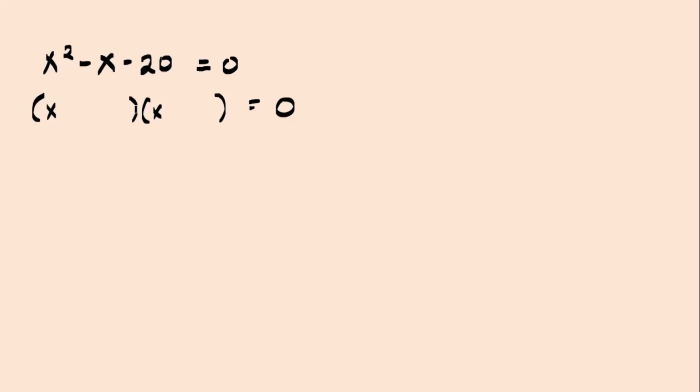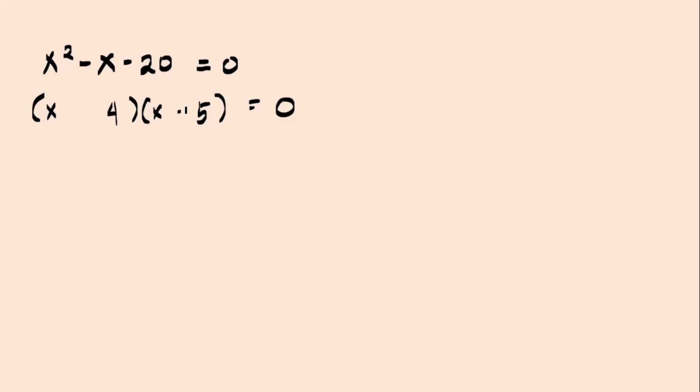So, pwede siyang 20 and 1. 20 multiplied by 1 is 20, pero hindi naman siya magiging 1 kapag pinag-add. So, cancel yung factor na yon. How about 4 and 5? Okay, so 4 multiplied by 5 is 20. But then negative yung sign. So, ibig sabihin, ang isa dito ay negative.